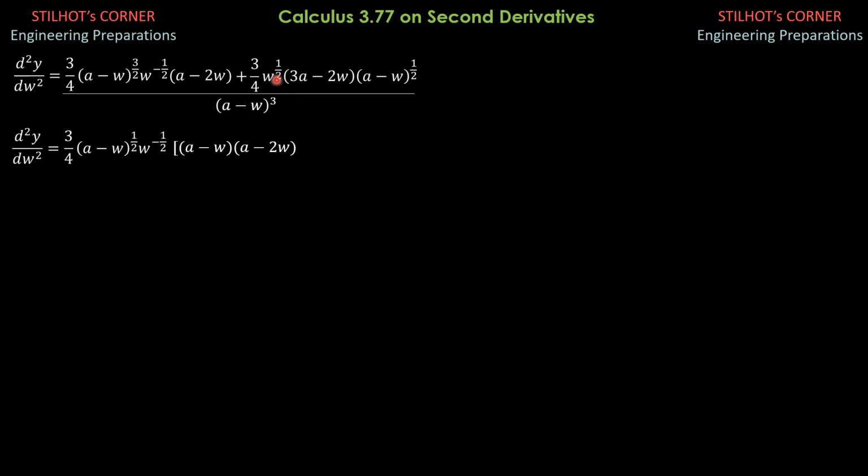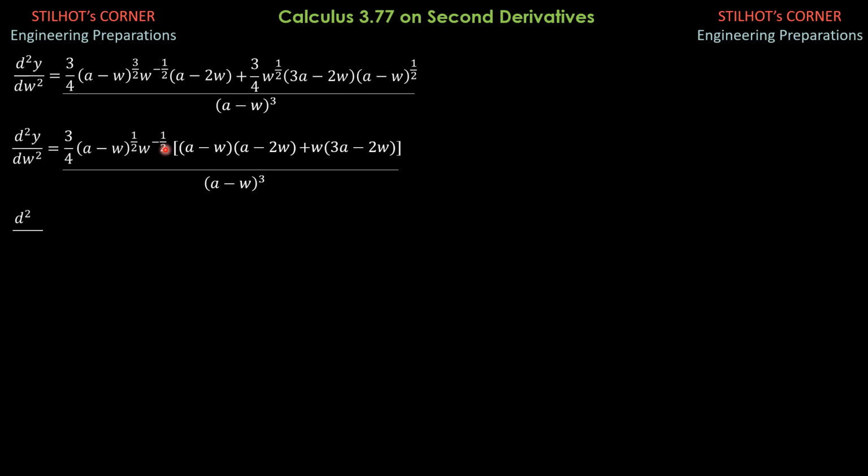So w, and this is already this one, then times quantity 3a minus 2w. So plus w times 3a minus 2w, close, all over a minus w quantity cube. So let's simplify this inside.